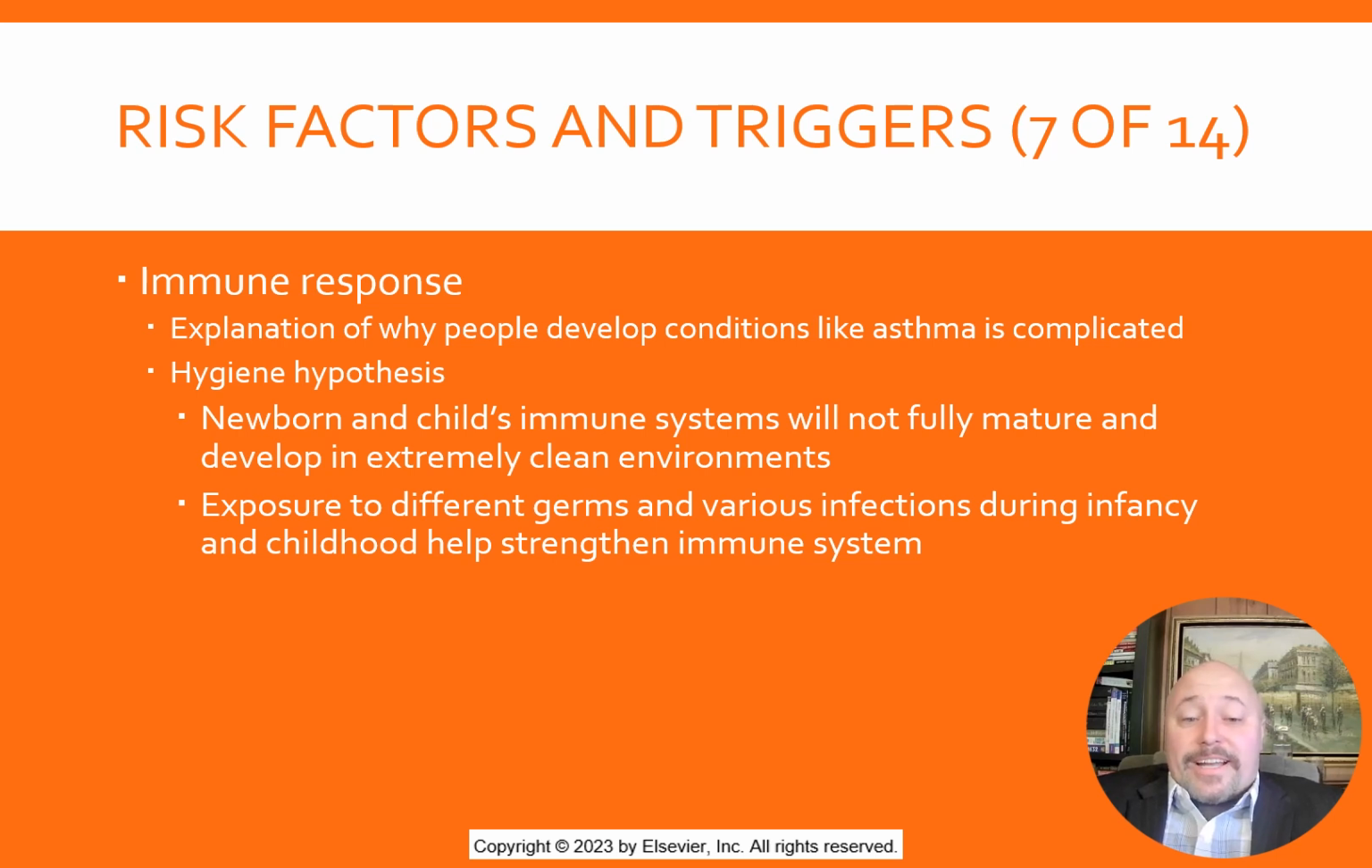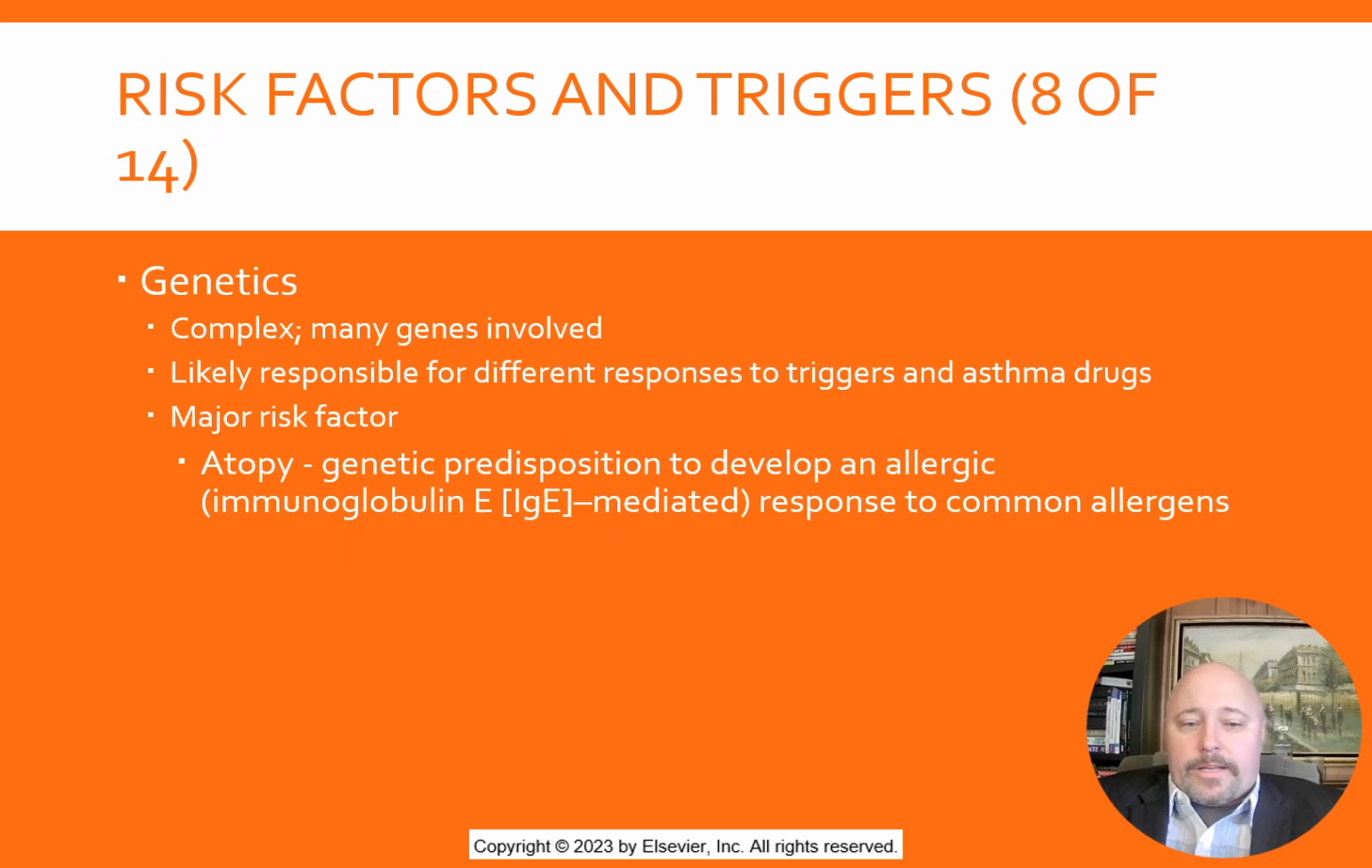There is a hygiene hypothesis related to asthma, in which a newborn's and child's immune system will not fully mature and develop in extremely clean environments. Exposure to different germs and various infections during infancy and childhood could help to strengthen their immune system. The genetic component is complex, as it's likely responsible for different responses to triggers and asthma drugs. Another major risk factor is atopy, the genetic predisposition to develop an allergic response to common allergens.